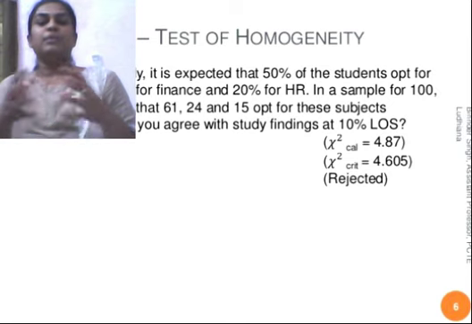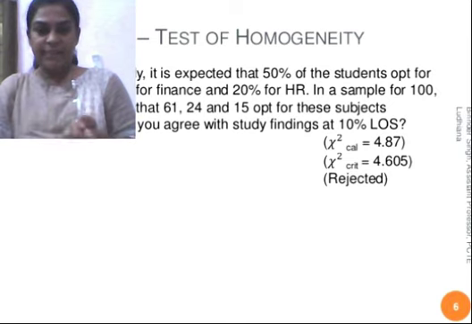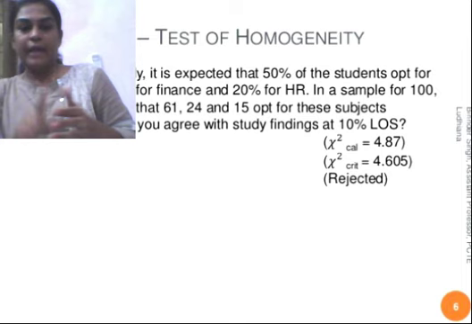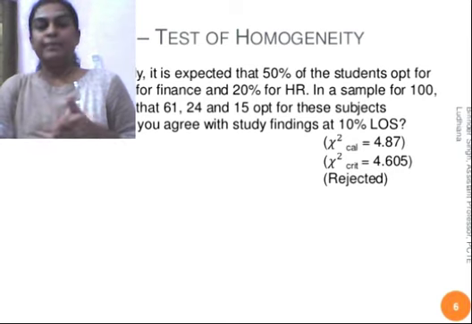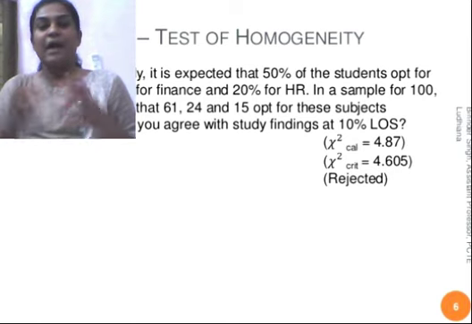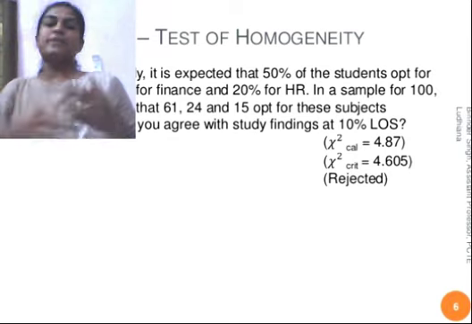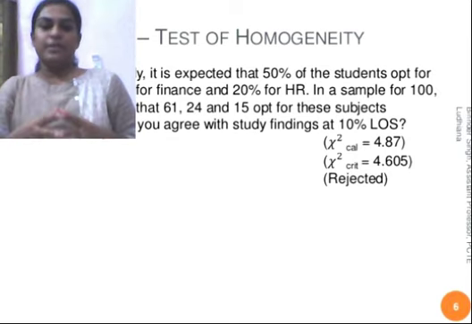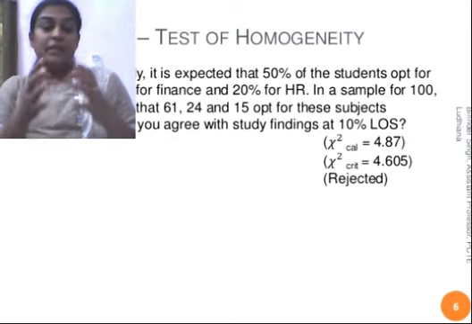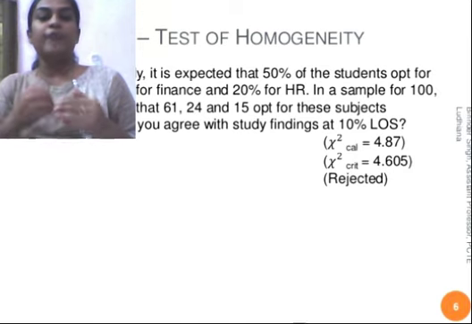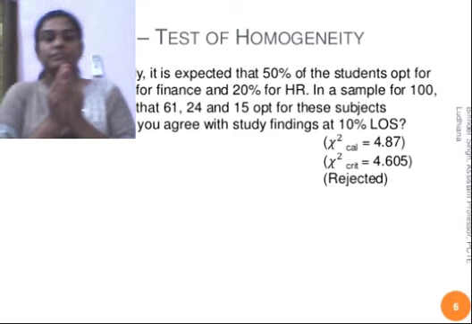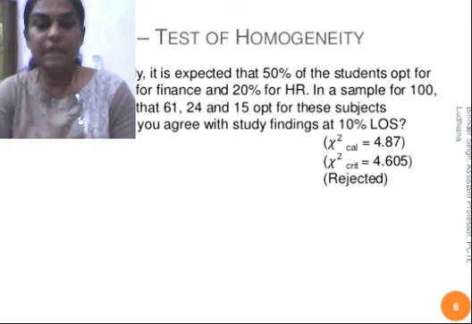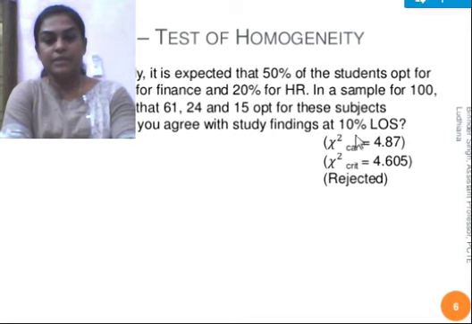That means among 100 people, 61 people are apt for taking marketing, 21 people apt for taking marketing, and 15 people apt for taking HR, as per their IQ level, their interest, and their knowledge share. This assumption or statement we have to check by using this chi-square test. Here the significance level considered is 10%.